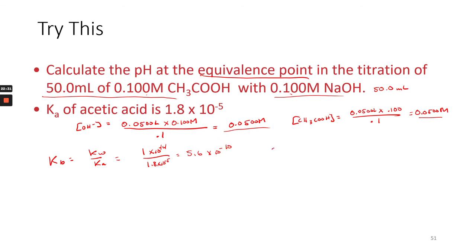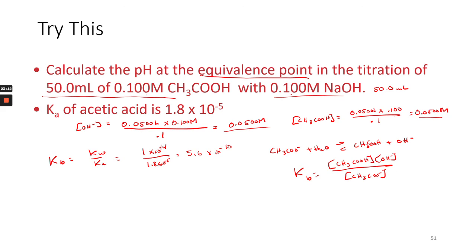Because what's happening? You have some spare acetate ions in your solution, and they're going to react with the water and make acetic acid plus hydroxide. So we want to figure out the concentration of this hydroxide. So we need Kb, because that would be the concentration of acetic acid times hydroxide over our concentration of our acetate ion. Okay?